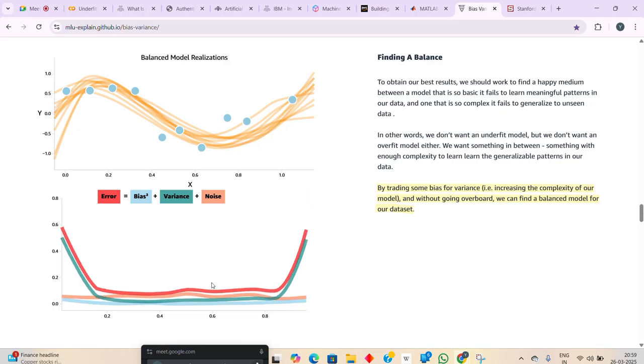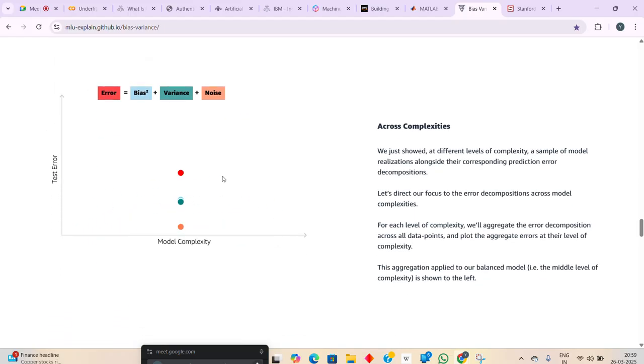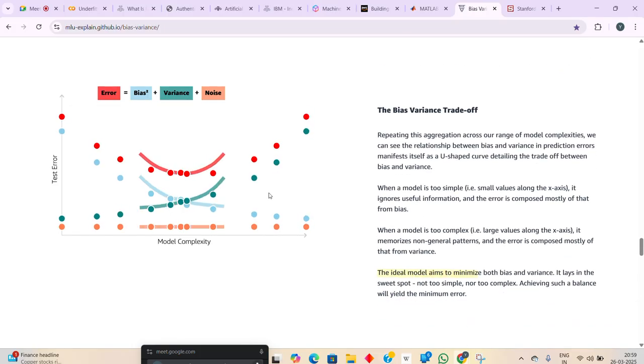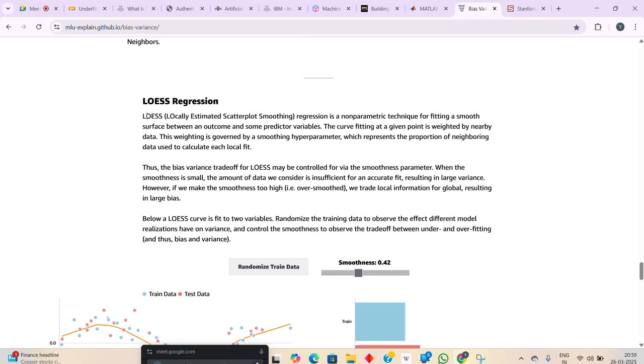Now the best fit line, if you see, both are a trade-off. This is the trade-off situation. Both are leveled. This is all the mathematics behind this. And this is how the trade-off will be. Like here, you can see the bias one and the variance one. Both are a trade-off.